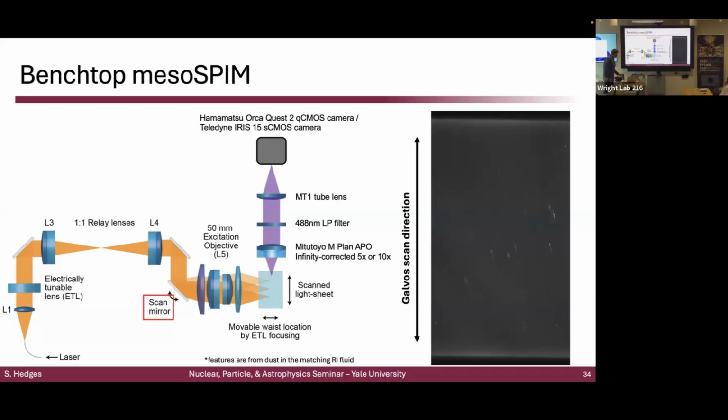Then we have a scanning galvanometer mirror. That oscillates the laser up and down much faster than the camera exposes things. So the camera essentially just sees a uniform sheet of light, and that's where the light sheet actually comes from. And then we have, of course, our magnification lens and our camera.